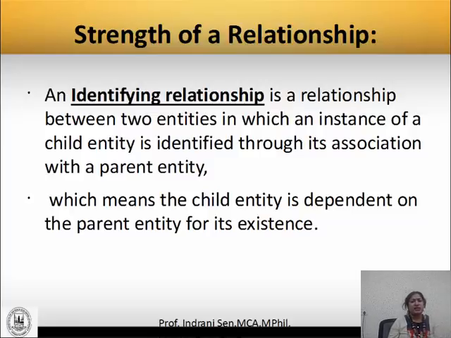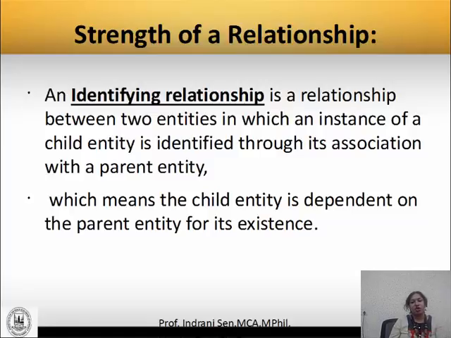A strong entity can also be identified by a primary key. That is, a strong entity has to have a unique primary key, while a weak entity generally does not have a primary key. If you have a unique identifier in the weak entity, we call it a determinant.